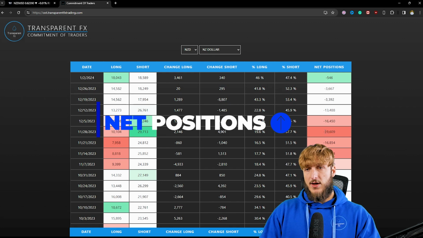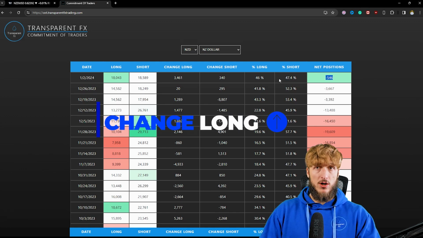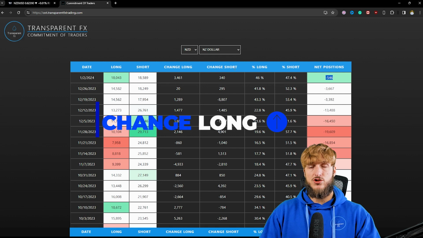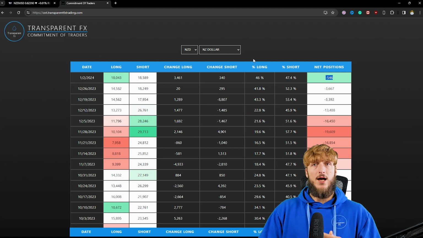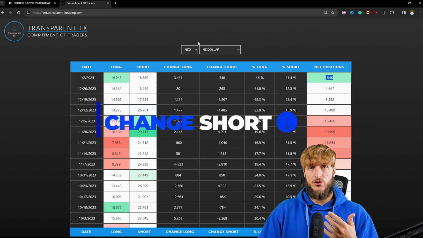aggressively. We went, in fact, from having minus 19.6k net positions all the way up to having minus 546 net positions. So we had a massive increase of the net positions with institutions adding to their longs and closing their shorts. So essentially, institutions have been increasing their long exposure on NZDUSD and decreasing their short exposure on NZDUSD.